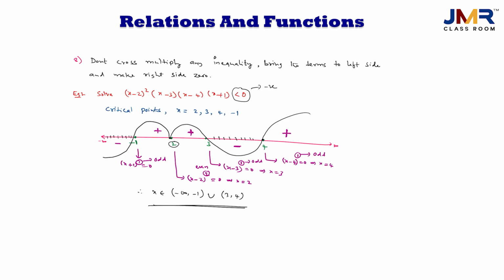Then what is our solution? X belongs to minus infinity to minus 1, union, 3 to 4. Union means either this one or this one. A union B, we mean A or B. Understand? I hope you understand this problem very carefully.